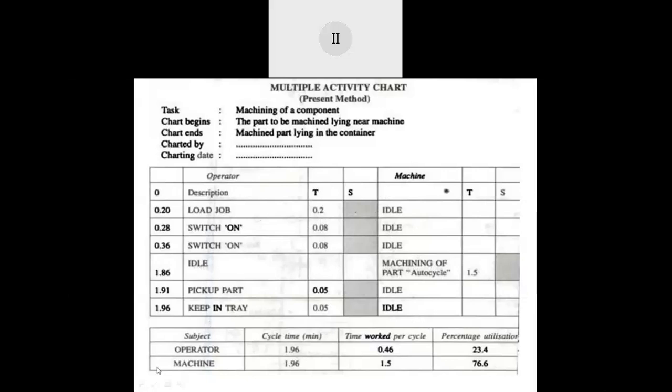So here you can see in summarized way, for the operator cycle time is 1.96 minutes. Then time worked per cycle is 0.46. Then percentage utilization, and machine utilization is 76%. So you can have an idea how much your machine or operator is utilized. So this is the multiple activity chart for machining of a component task.